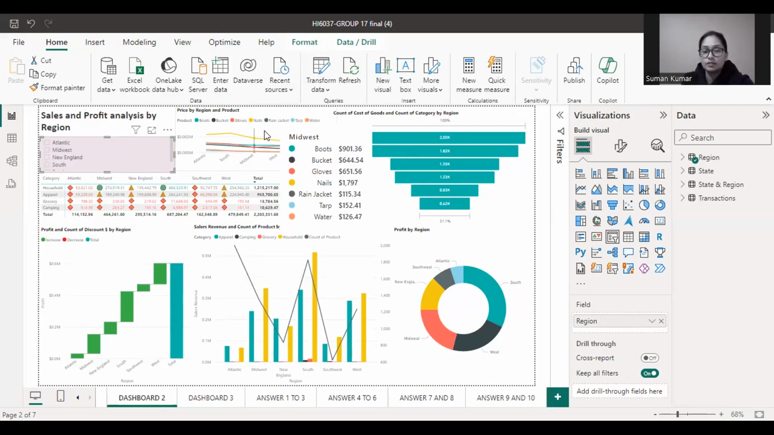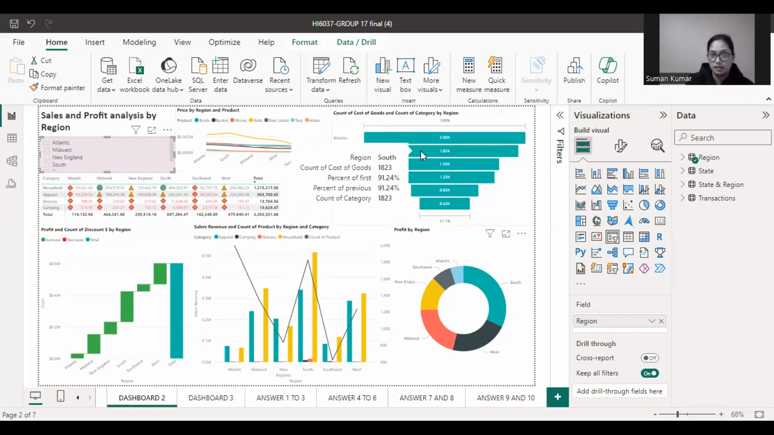I've used a funnel for this visualization because a funnel basically shows a process that has sequential connected stages where each represents one part of the total. So like a funnel, this goes down, and you'll see that it depicts the visualization and tries to show the flow of reduction. Because we are showing count of cost of goods and count of category by region, if I click on one of these breakdowns, you will see that this depicts the region as South. It gives a count of cost of goods as 1823 and count of category as 1823 as well.